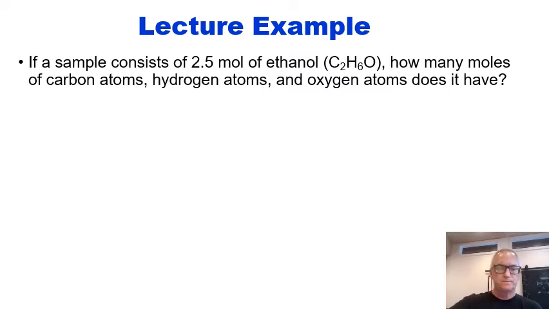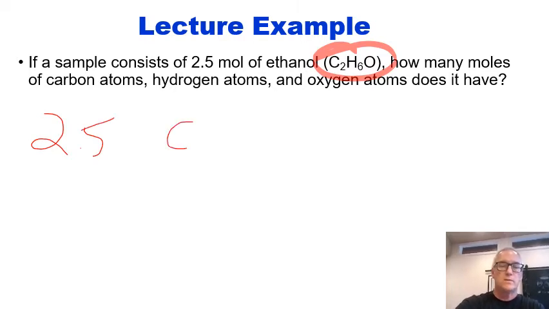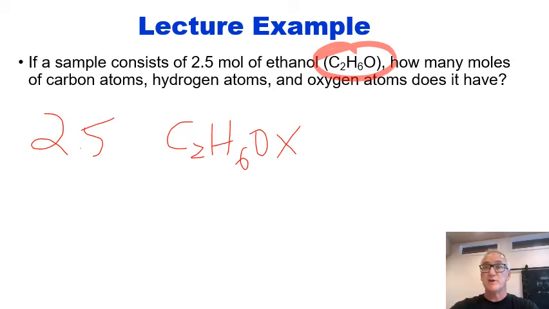So here's an example. If a sample consists of 2.5 moles of ethanol, and the molecule we were talking about before is ethanol, how many moles of carbon atoms, hydrogen atoms, and oxygen atoms does it have? Well, we're just going to do a conversion like we have been doing. So we start with 2.5 moles of ethanol, and then we multiply that by our conversion factor.